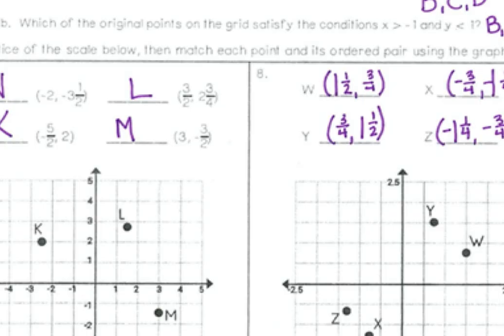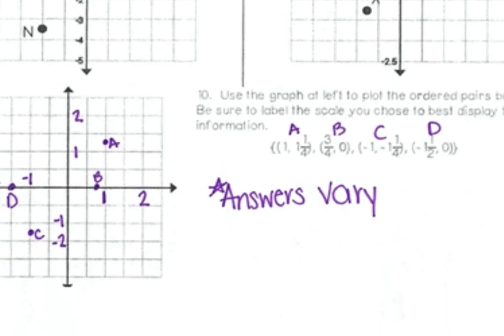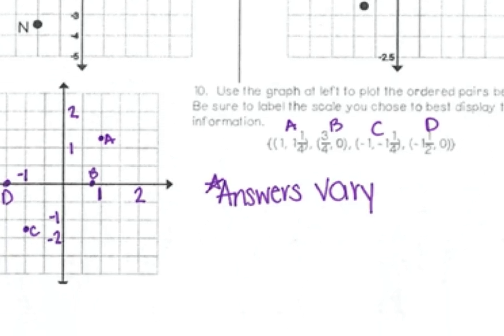And then I'm going to show you the bottom one and we'll talk through that together because not everyone's bottom question necessarily is going to look the exact same. The reason why the bottom one might not look the same is because it told you that you got to label the scale, and you had to label a scale that you chose to best display the data. So that means that you and I might not have agreed on what the best scale was.